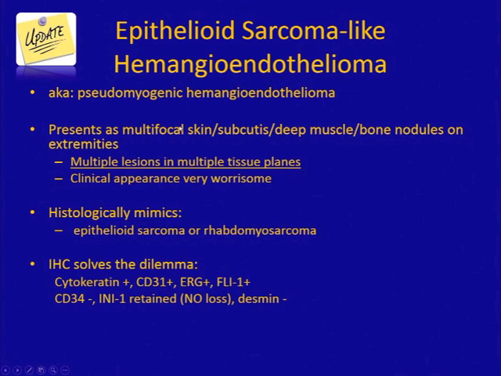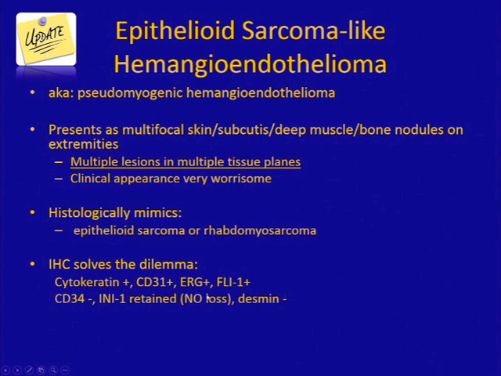Okay, so immunostains will solve the dilemma though if you're savvy and know to look for it. So keratin is positive in this tumor, just like epithelioid sarcoma, but also CD31 and ERG and FLI1 vascular markers are positive here. These markers would be negative, well, CD31 would be negative in epithelioid sarcoma. ERG is sometimes positive. And then CD34, interestingly, even though this is a vascular tumor, tends to always be negative. And INI1, which is lost in epithelioid sarcoma, is actually retained in epithelioid sarcoma-like hemangioendothelioma. And desmin is negative, and so you can use that to help sort out and exclude rhabdomyosarcoma.